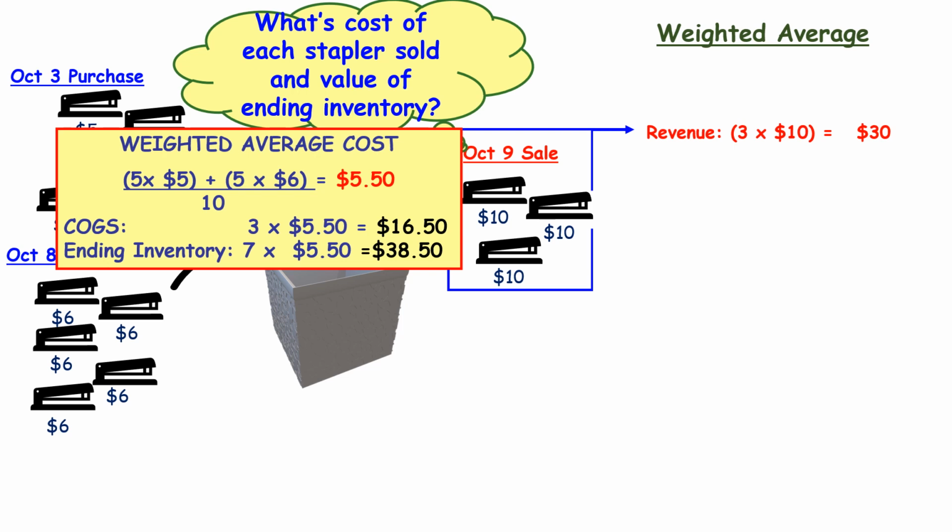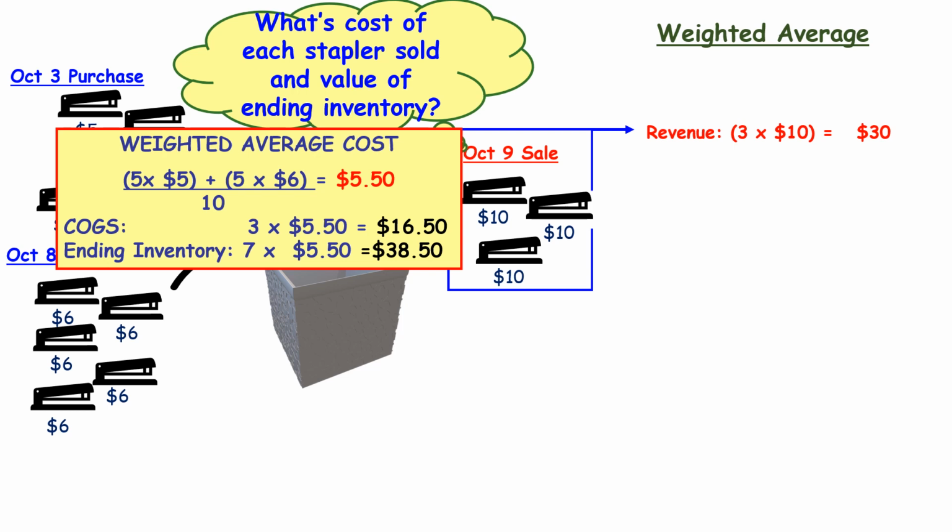Now I use this $5.50 to find out the cost of goods sold. So how many did we sell? 3. 3 at $5.50 is $16.50. And how many are still remaining in the box? 7, because we had a total of 10. That at $5.50 will give us $38.50 as the value of ending inventory.